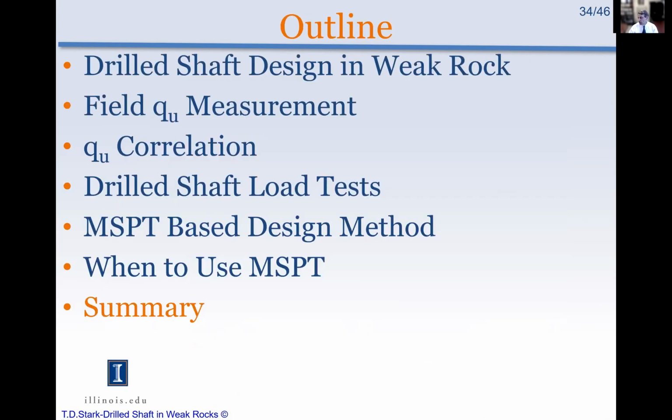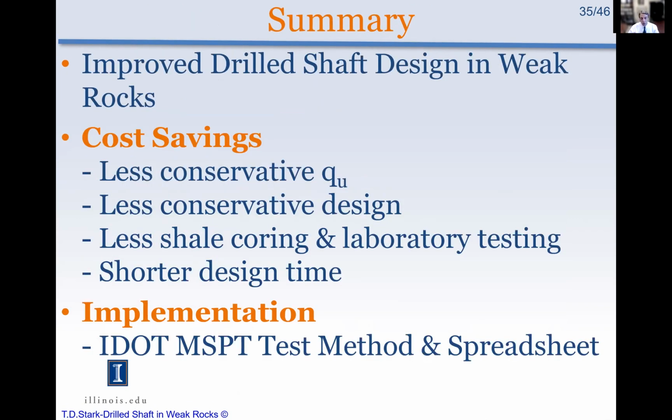Okay, so quick summary, and let's see, how am I doing? Hopefully we'll have some time for questions for not only my presentation, but also Sean and Jason's presentation. So in summary, we think this is an improved drilled shaft design in weak rocks. These are intermediate geologic materials with unconfined compressive strength between 10 and 100 KSF.